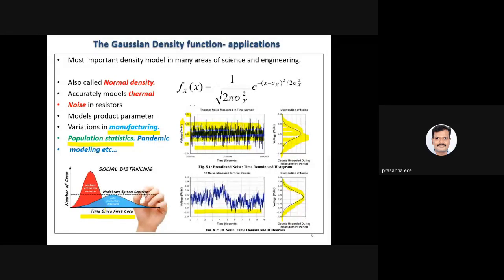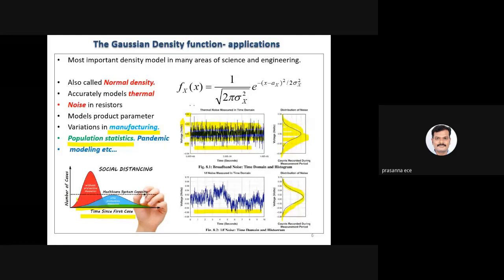Okay, so the x-axis represents the number of days. Starting at the start of the pandemic, there were very few cases, and at some point it peaks, and then after that the number of cases reduces.